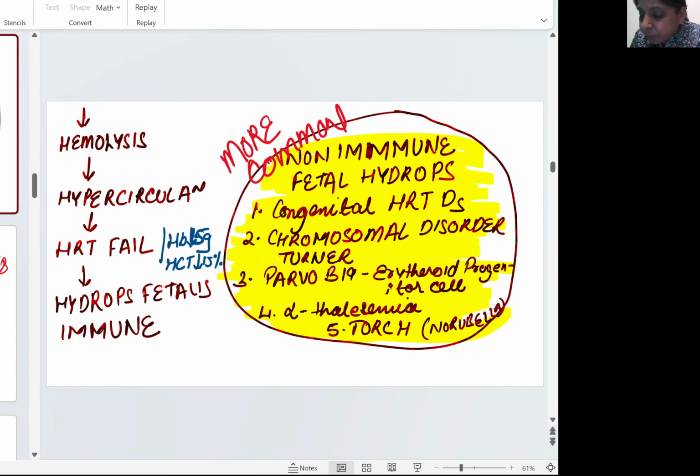Yes, very good, Dr. Sumit. Don't forget to write TORCH: all the TORCH infections except rubella. In the TORCH, TO stands for toxoplasma, R stands for rubella, C stands for cytomegalovirus, and H stands for herpes simplex. So, non-immune fetal hydrops is not caused by HIV.